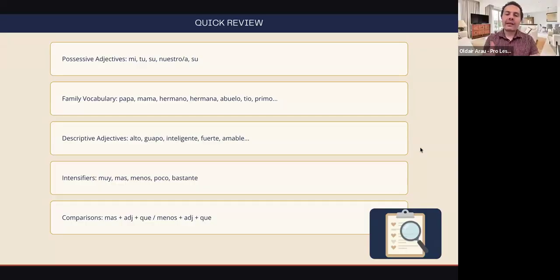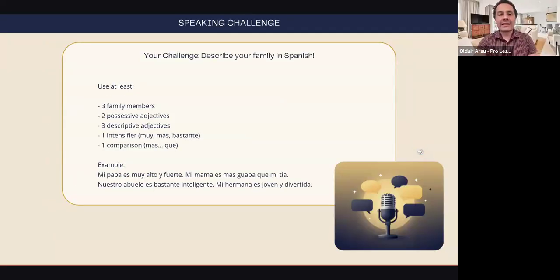You got to go back and review the information in the lesson and on the PDF, which has more details there. All right, comparisons as well, comparative words, more than and less than. He is more intelligent than her. Él es más inteligente que ella. All right, so these are the concepts that we talked about in this lesson.